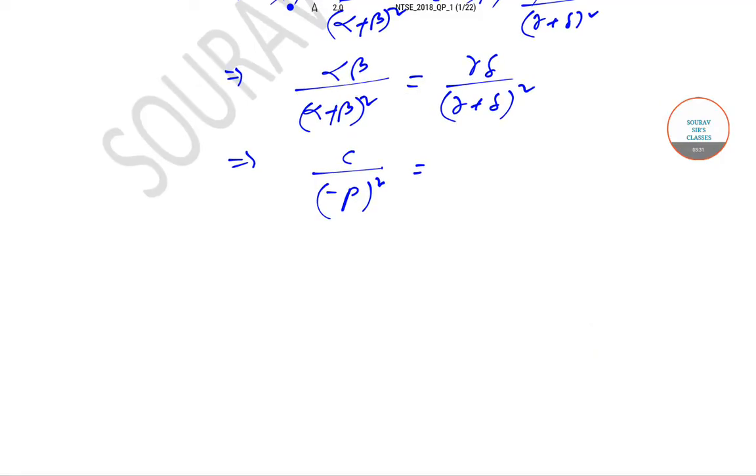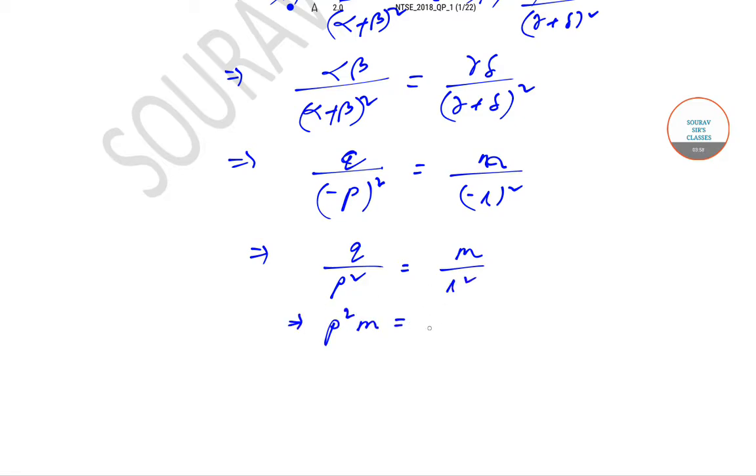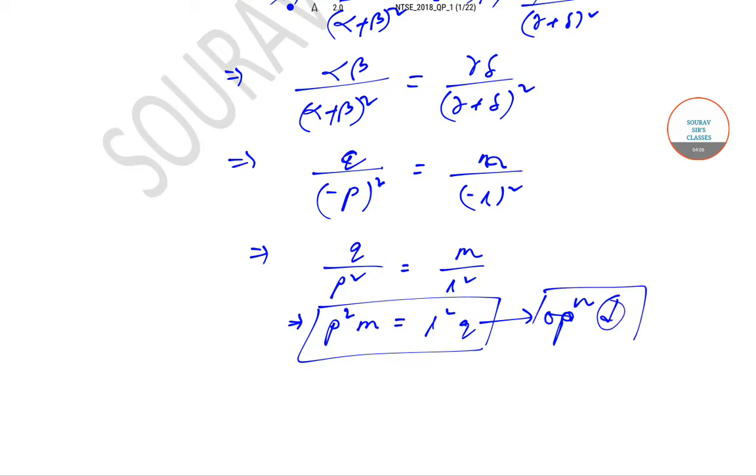So this gives us alpha beta will be equal to q upon minus p whole square, and this will be equal to m upon, and gamma plus delta is equal to minus l, this will be whole square. So finally we are left with q upon p square, and this will be equal to m upon l square. So the final result will be p square m is equal to l square q, which, as you can see, is option D. Option D over here is the correct answer.